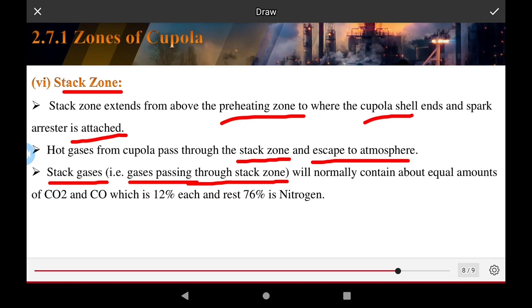The gases passing through the stack zone normally contain about 11% each of CO2 and CO, and the rest, 76%, is nitrogen.